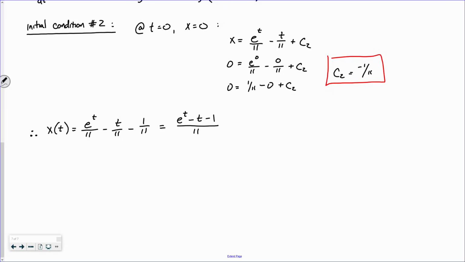Now, what's the question asking for? At t equals 4. So plug in t equals 4. So x at 4 is e to the 4 minus 1 over 11. So x to the 4 is what?